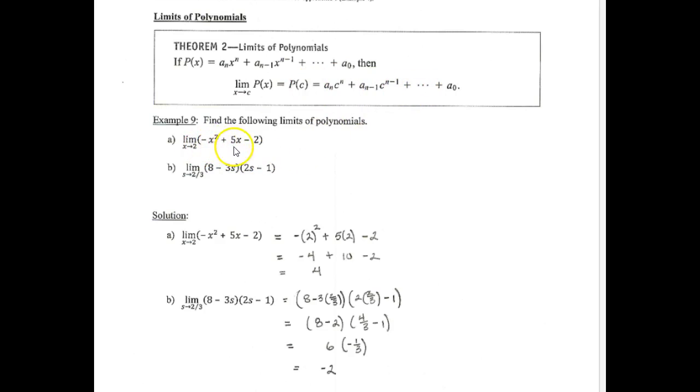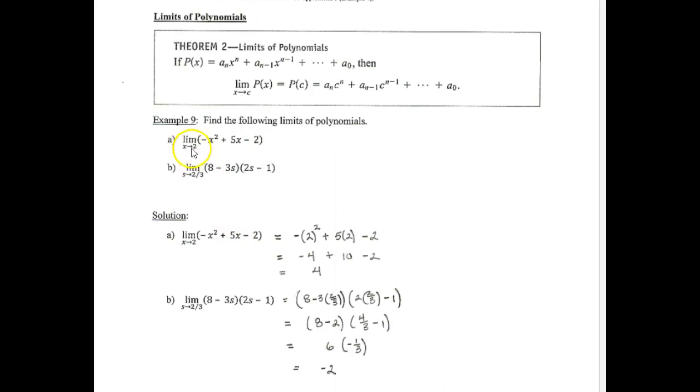So these are examples of polynomials, right? We have in part A, the limit as x approaches 2 of the quantity minus x squared plus 5x minus 2, which is a quadratic polynomial. And in part B, we're changing the variable to s, but there's nothing different here. We're just using the variable s instead of x. The limit as s approaches 2/3 of a factored quadratic, but it's still a quadratic polynomial.